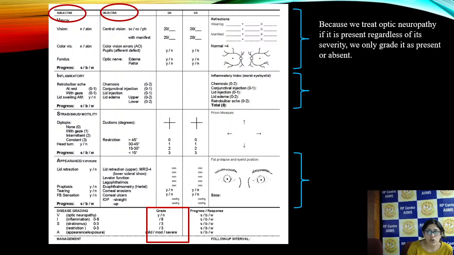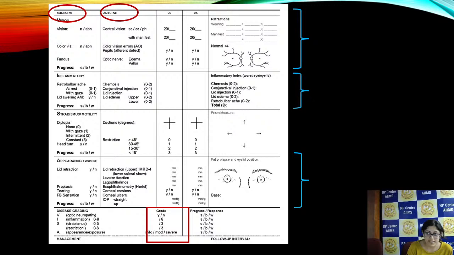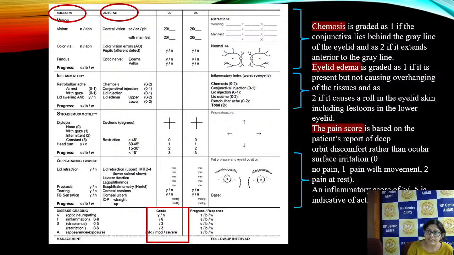Because we treat optic neuropathy if it is present regardless of its severity, we only grade it as present or absent. Then we go for inflammation. Inflammation has 3 important components: chemosis, eyelid edema, and the pain score. Chemosis is graded as 1 if the conjunctiva is lying behind the gray line of the eyelid, and as 2 if it extends anterior to the gray line.